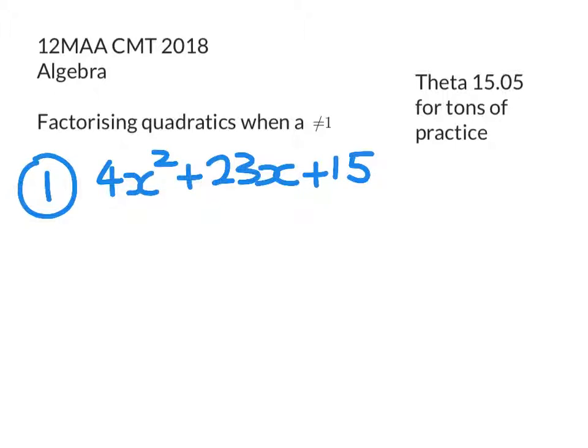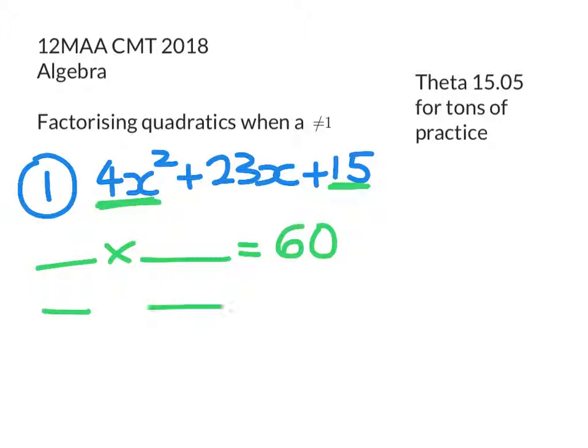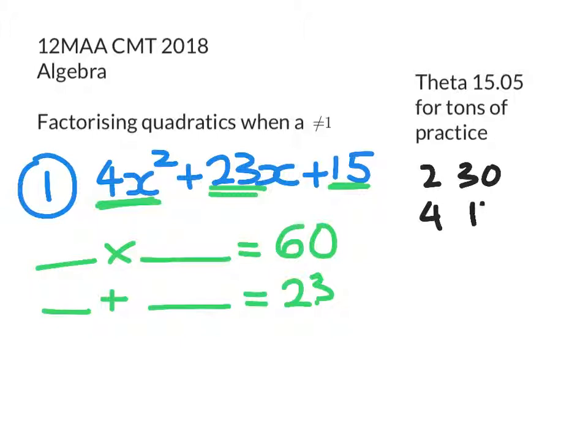Okay, so one way to do this is that we're looking for two numbers that times together to give me 4 times 15, right? So something times something equals 60, and something plus something equals 23 in the middle. So we're thinking about our factors of 60, and we can jot those down over here. We've got 2 and 30, that's no good. We've got 4 and 15, that's no good because they add to 19. So hopefully you'll see the one that I missed out on purpose, 3 and 20.